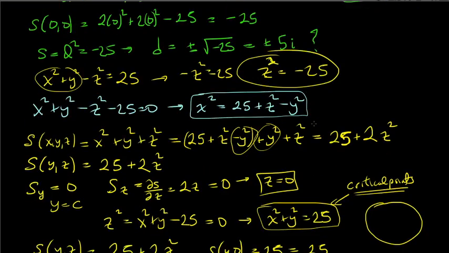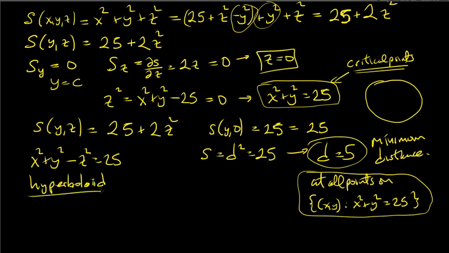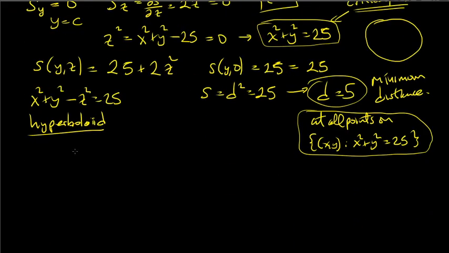Now, what is this surface? This surface, x squared plus y squared minus z squared equals 25, is a hyperboloid. Right? It would be nice if you knew that, but you didn't need to know that, right? I mean, we solved the problem without ever knowing what that surface was. But now that we know what it is, I'll try to draw a very rough sketch of the picture here.